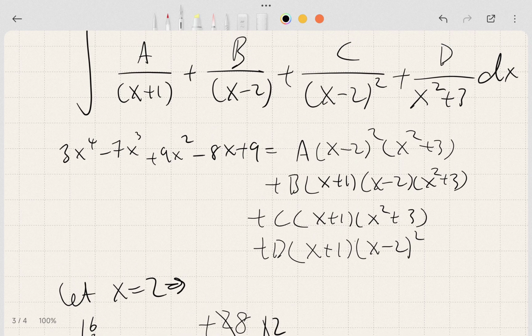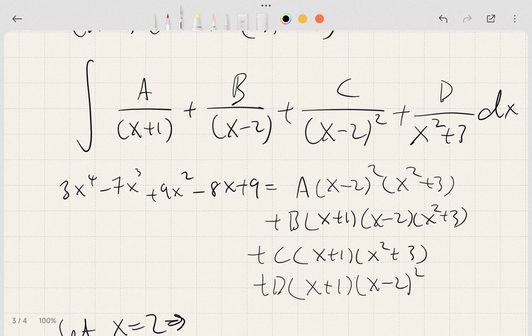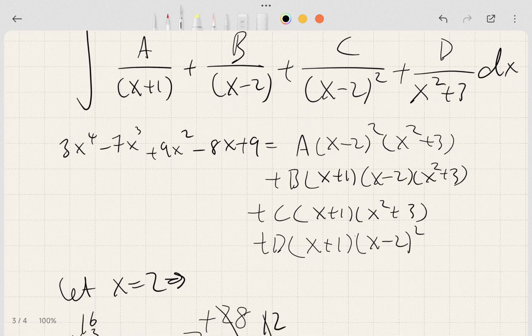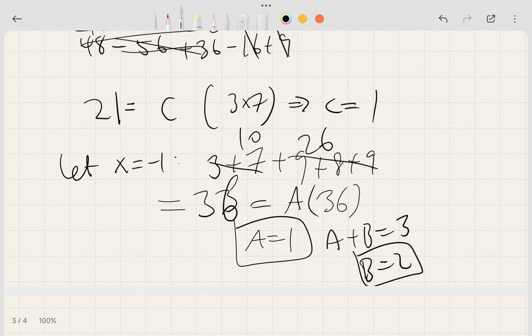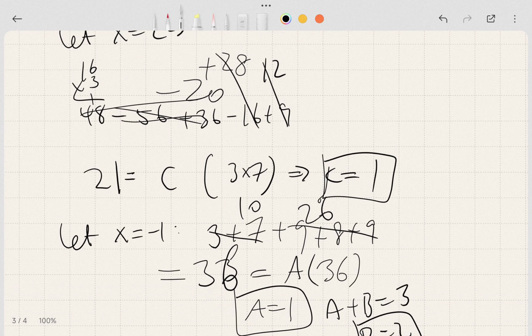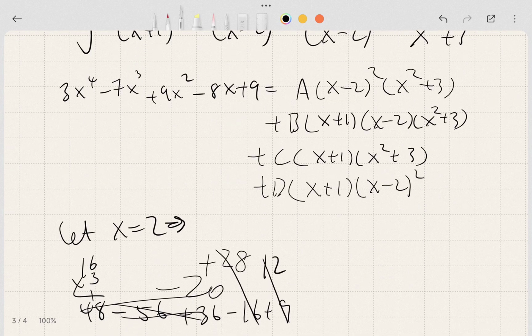Wait, no, so A plus B must be equal to 3. A plus B is equal to 3, and we know A is 1, so B must be equal to 2. What we don't know now is D.